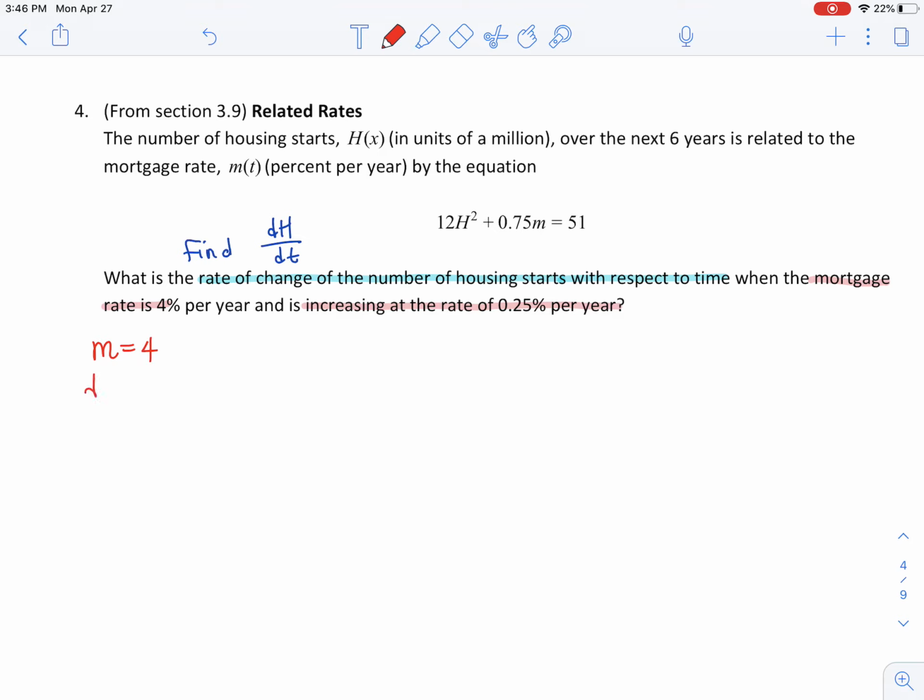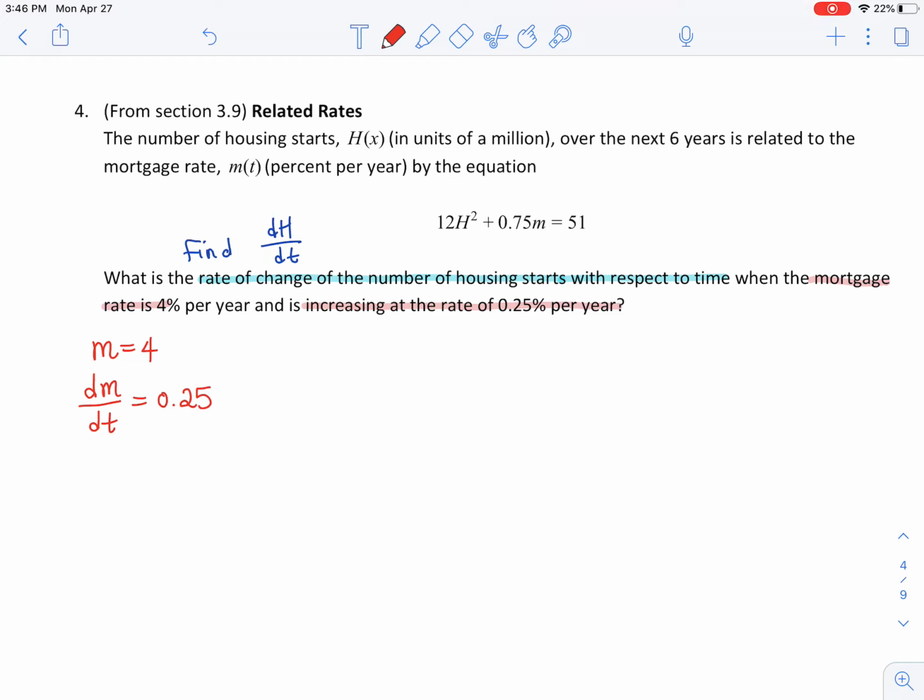So what are we given? We're given a rate here. What's the variable? M. dM/dt equals how much? 0.25%. So I'm just going to get rid of the percent and just use 4 and 0.25. But it's increasing. If your exam says decreasing, you should put a negative in front of it, right? So that's it. M is 4, dM/dt is 0.25. I need to find dH/dt.